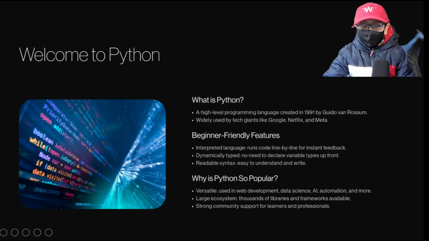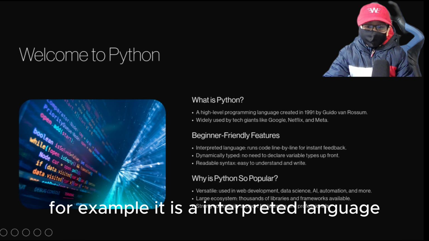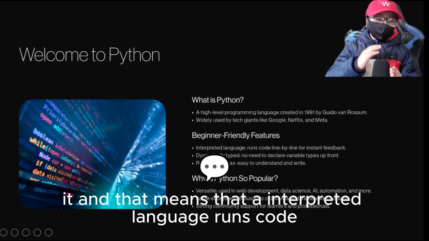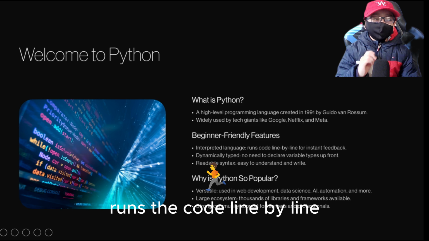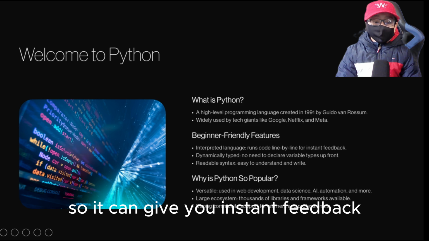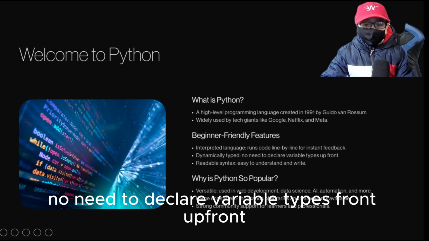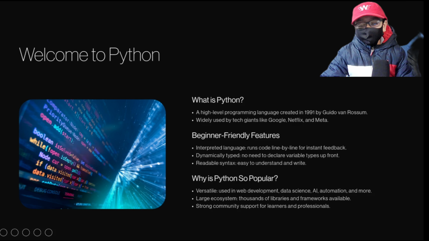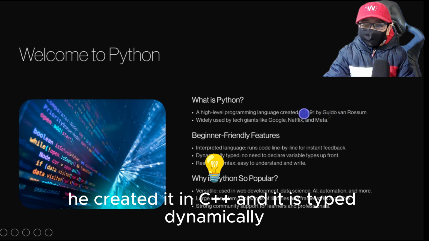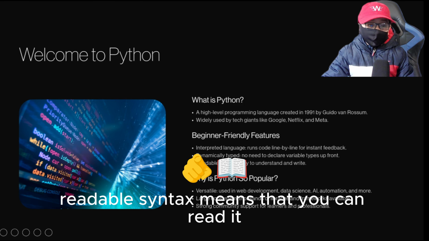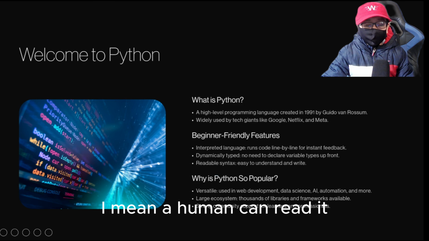And it is beginner friendly, and it has beginner friendly features. For example, it is an interpreted language, and that means that the interpreted language runs the code line by line, so it can give you instant feedback. And dynamically typed means no need to declare variable types up front. Well, he created it in C++ and it is typed dynamically. And readable syntax means that a human can read it.